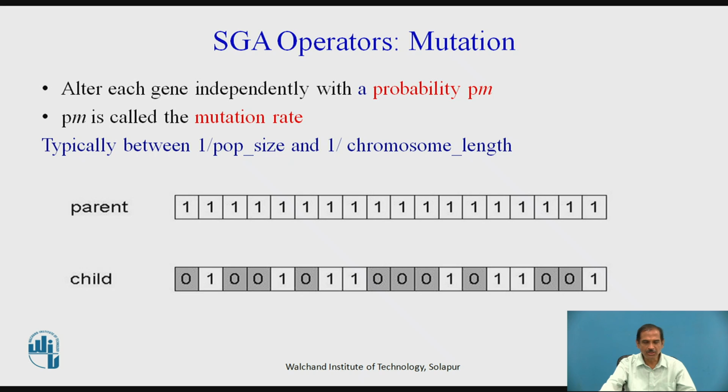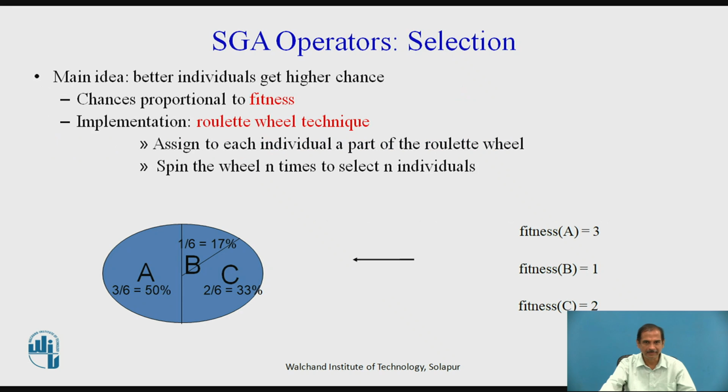Then we have mutation, that is, we have good chromosomes, but we want to get a better chromosome by flipping a few bits, and that is called mutation. We have a mutation rate associated, which is called PM, and we typically have its value to be 1 upon population size or 1 upon chromosome length.